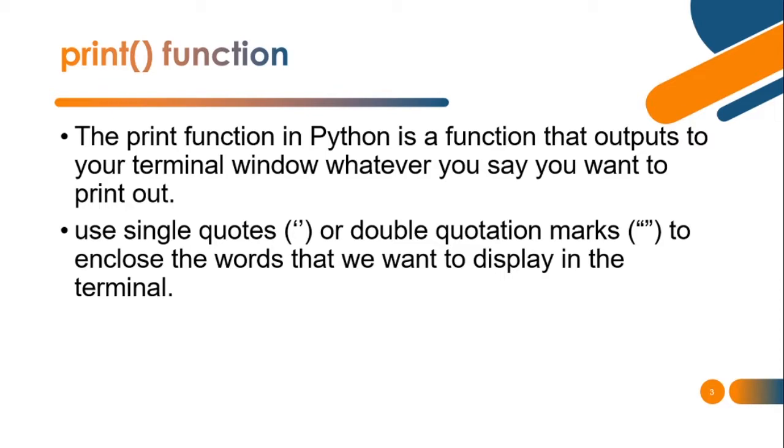The first topic will be the print function. The print function in Python is a function that outputs to your terminal window whatever you want to print out. You can use single quotes or double quotation marks to enclose the words that we want to display in the terminal. So the print function is just like cout in C++ or System.out.println in Java.